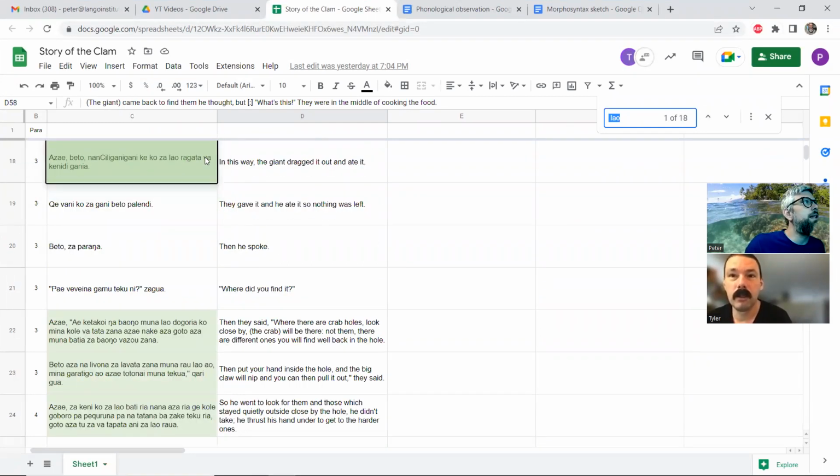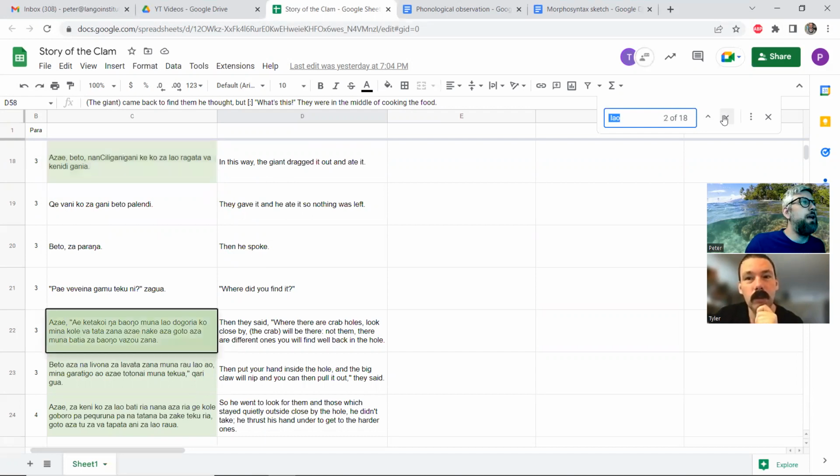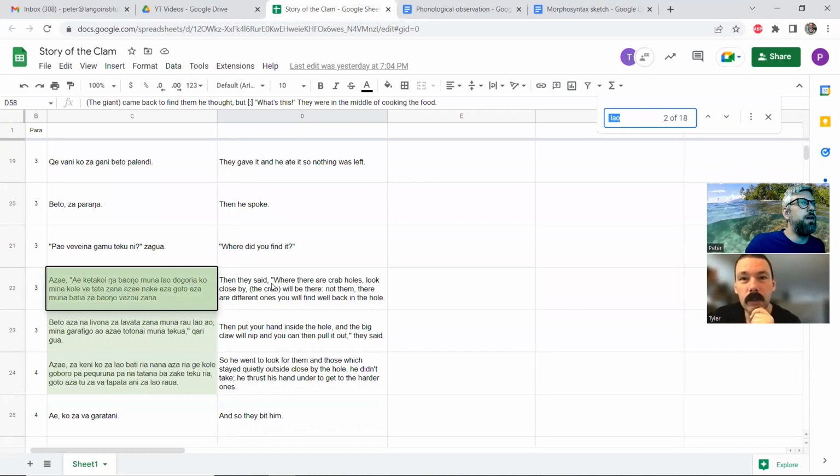Then we have Lao, Ragata Va, Kenindi Gania. Ate it. Giant dragged it out and ate it. So it could be the outward part of that dragging motion. It certainly does not preclude a motion verb there. Right. Look close by. This is another thing where it's stacked inside a lot of actions. So he went to look for them.